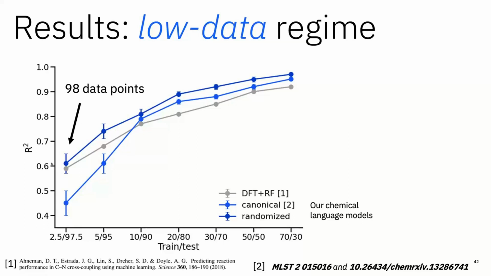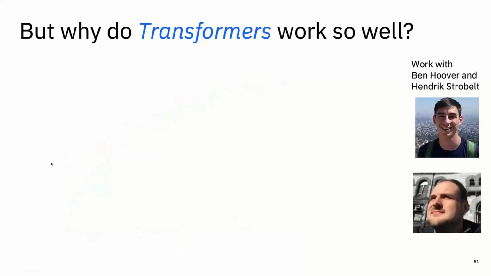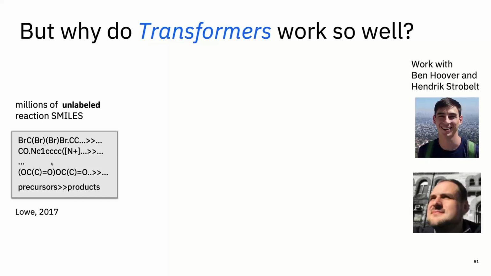So yeah, it's super nice to have those huge models working even in the low data regime. So the obvious question then is, why do those transformers work so well in chemistry? And that's when I teamed up with Ben Hoover and Henrik Strobelt that you see here on the right. They're both visualization experts at IBM Research in Cambridge and also in the MIT lab.